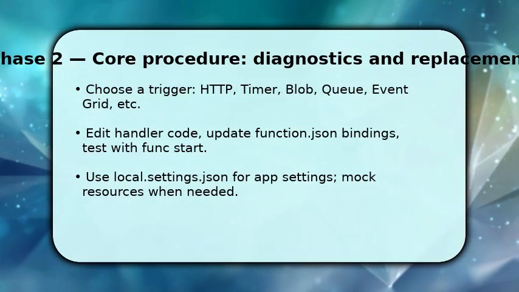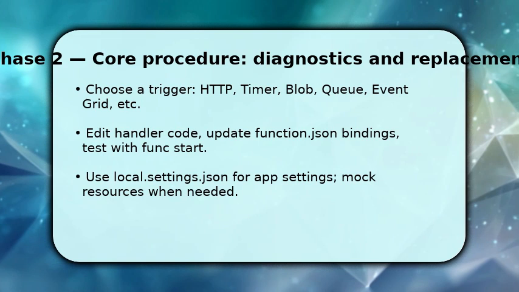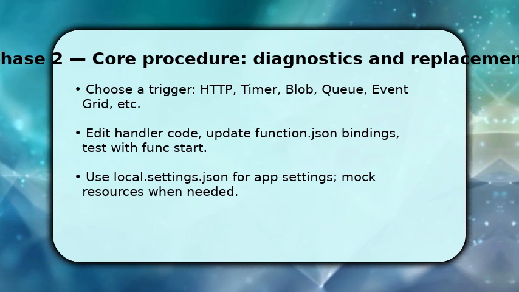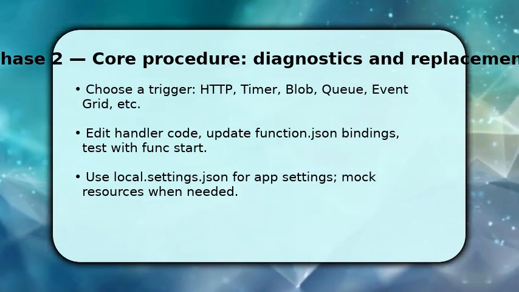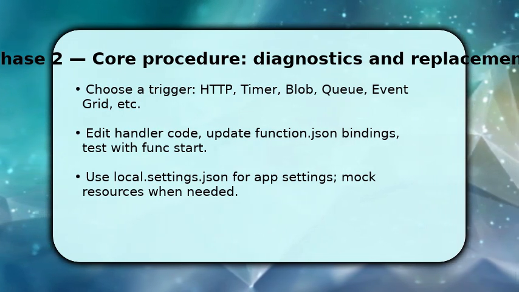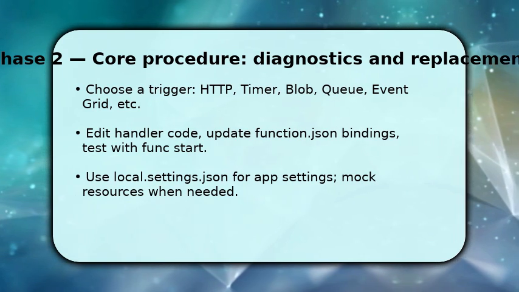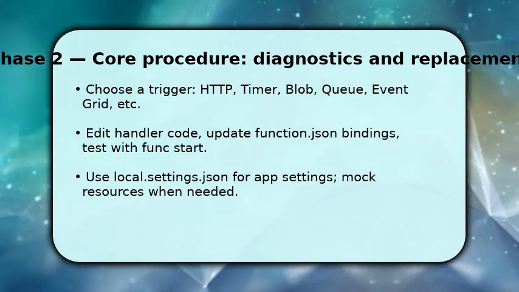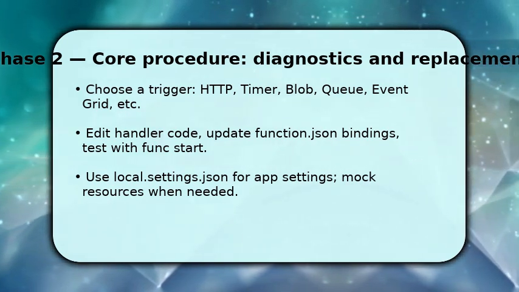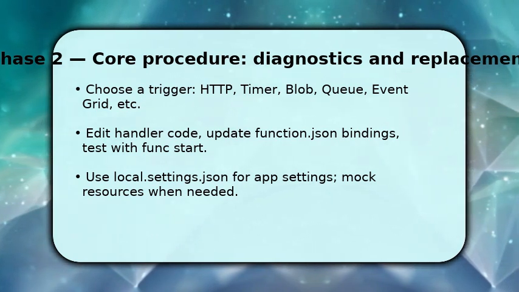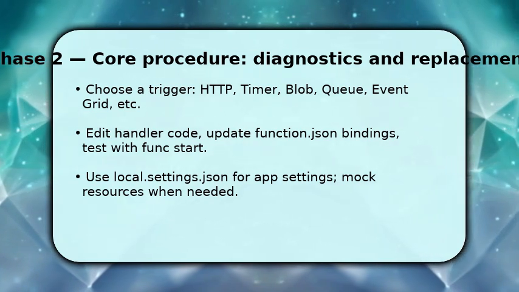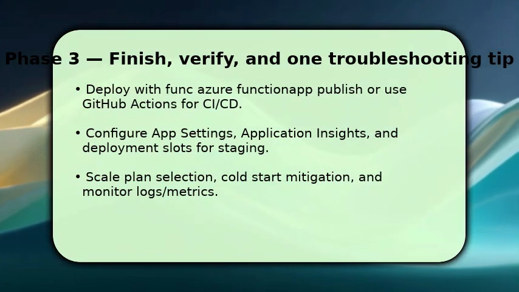Now focus on implementation and validation. Choose the appropriate trigger: HTTP for APIs, timer for scheduled jobs, or blob/queue for storage events. Then implement the handler logic in your chosen language and update function.json bindings accordingly. Run func start to test locally and invoke the function repeatedly. Use local.settings.json to store connection strings and feature flags so your code behaves like production. Make sure to mock external services during testing, and use breakpoints or logging to confirm input binding shapes and output behavior before deploying.